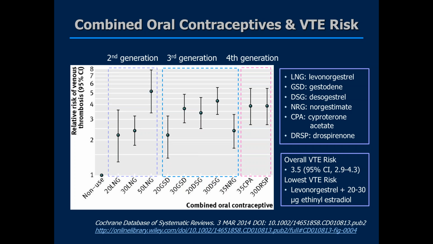And the higher doses there obviously were associated with a higher risk of thrombosis. The relative risk of venous thrombosis for combined oral contraceptives with 30 to 35 micrograms of ethinyl estradiol and gestodene, desogestrel, cyproterone acetate, and drospirenone were all similar within that group, but about 50 to 80% higher than for combined oral contraceptives with a similar dose of estrogen and levonorgestrel. So it appears that the risk of thrombosis depends both on the dose of estrogen and on the type of progestin that's used.